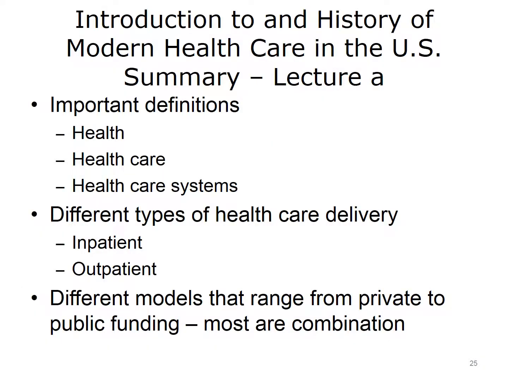This concludes Lecture A of Introduction to and History of Modern Healthcare in the U.S. In summary, this lecture has defined three important terms: health, healthcare, and healthcare systems. There are many different types of healthcare delivery, ranging from inpatient facilities, which include hospitals and short and long-term care facilities, to outpatient facilities, where patients visit for specialty care and laboratory work. Finally, healthcare systems vary greatly from country to country. Most systems are characterized by a combination of public and private funding.